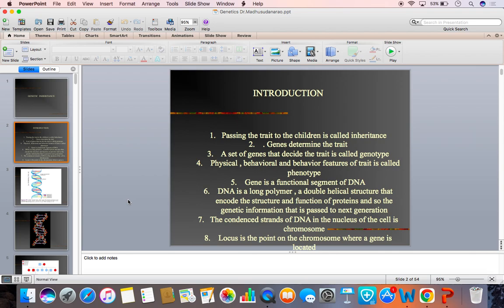Then, locus is the point on the chromosome where a gene is located. Okay? For example, the gene located in the long arm of the 22nd chromosome. And that locus determines the phenotype of the individual. So that's how it is. Locus is the point on the chromosome where an abnormal gene is located, normal or abnormal gene, whatever it is. The gene, the genotype, through which we understand that particular inherited disorder is the locus.